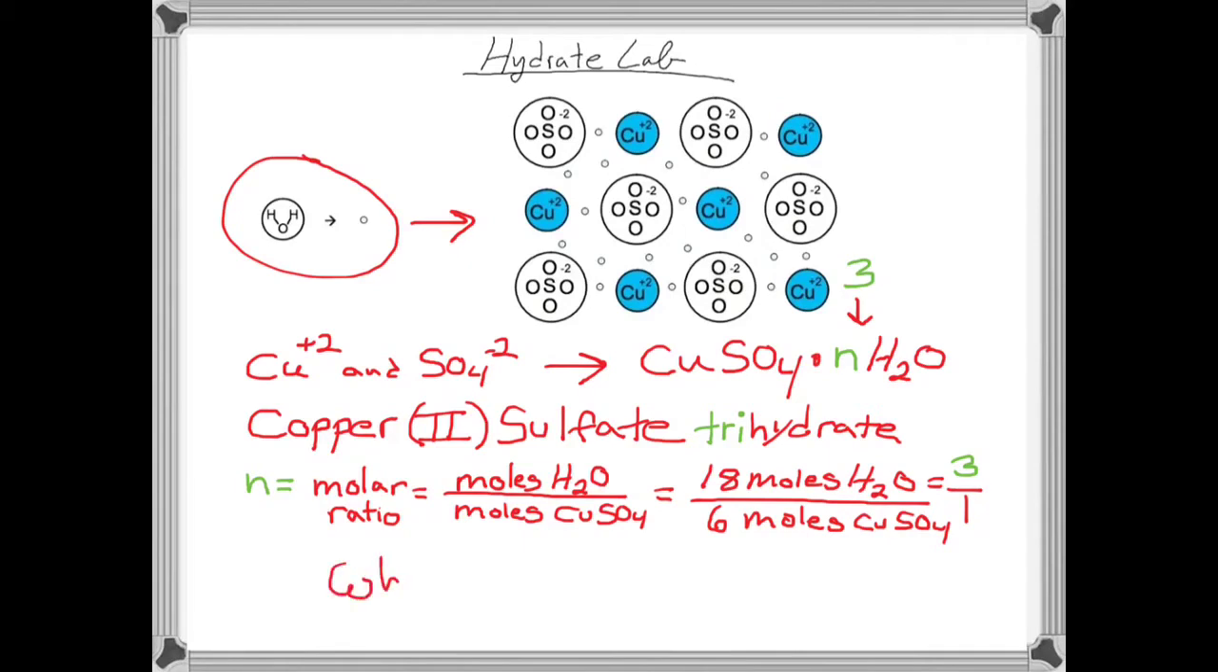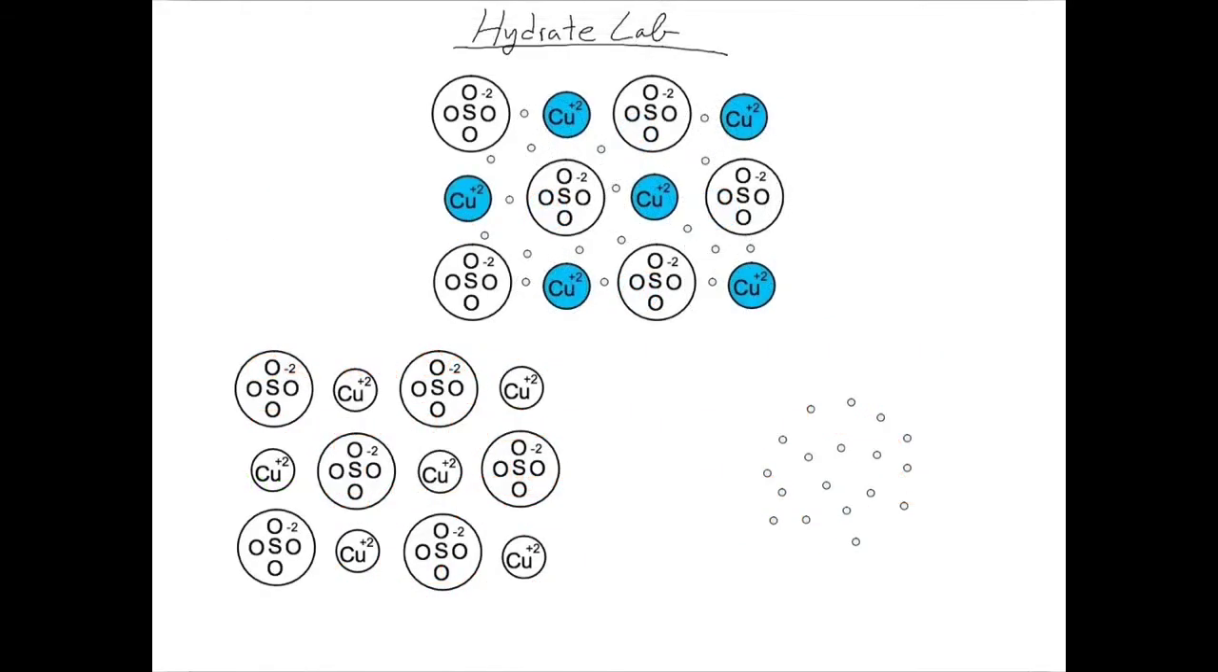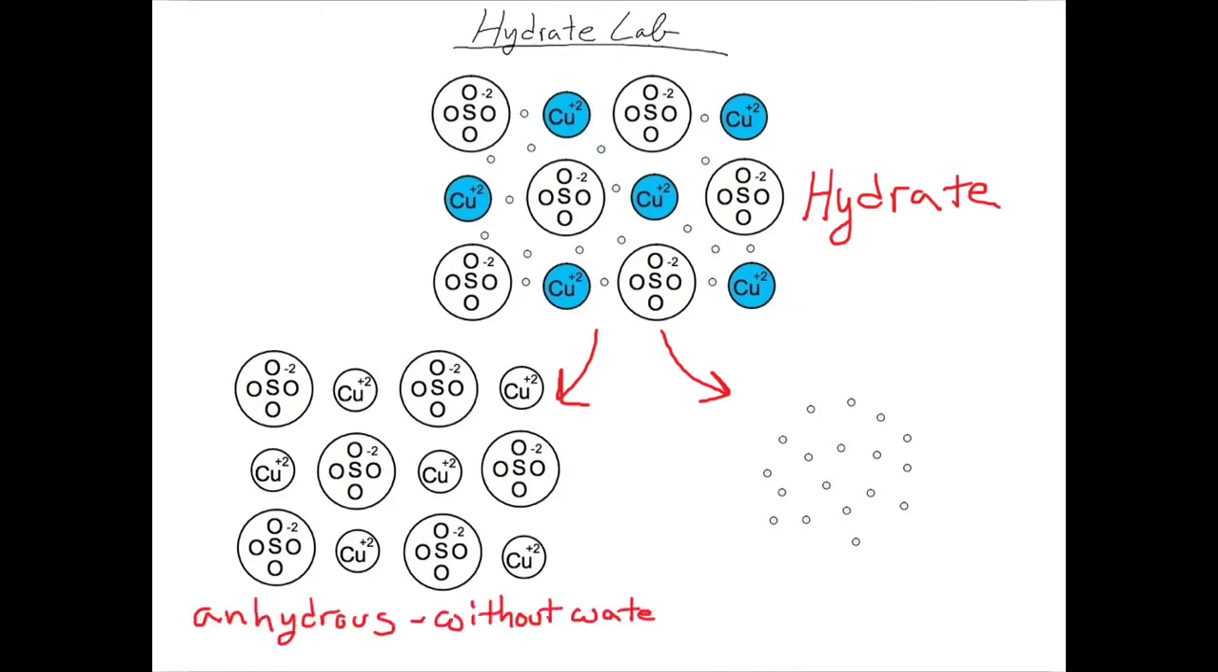As part of the lab, we're going to find out what N is for the real copper sulfate crystals. In order to do this, we'll take our hydrated copper sulfate crystal and we'll separate out the water so that we can take the mass of that. But what's left behind is what we call an anhydrous crystal, which is without the water. So we'll call this the anhydrous copper sulfate. And of course, what we have left also is the water.